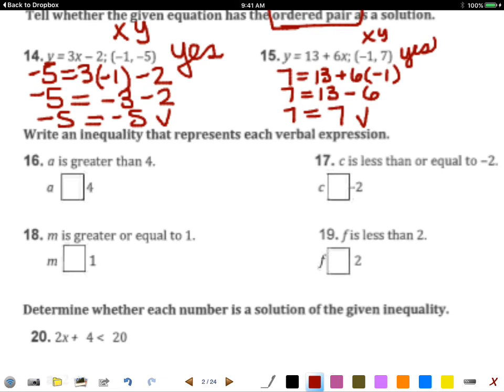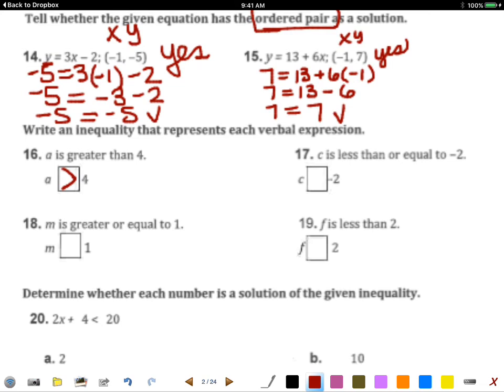Okay, the next section is on inequalities. Remember, inequalities are the less than sign, the greater than sign, the less than or equal to sign, and the greater than or equal to sign. 16 says A is greater than 4, so you have to know which way to put your sign. Hopefully you know it goes this way, greater than. 17, C is less than or equal to negative 2. Less than or equal to, so it gets the little bar under it.